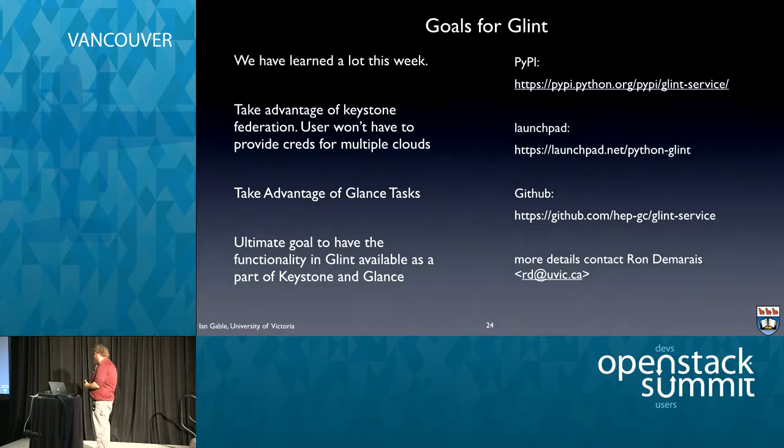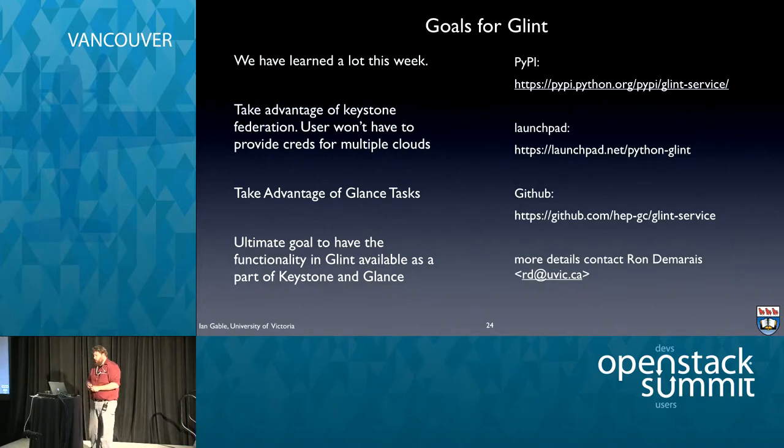So the goals for Glint. We have learned a lot this week. We've seen that there's big progress being made on Federation, and we want to leverage that as much as possible. We want to take advantage, in particular, of Keystone Federation. We saw that there's people from CERN that are working heavily on that, and we're going to track this. We also saw that there's now Glance tasks available, so we think we can do a lot of the things that we've done with Glint using Glance tasks.